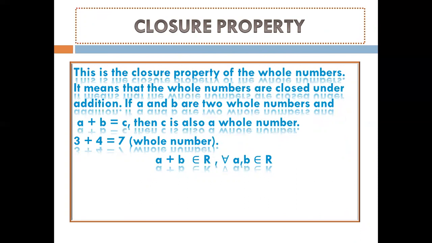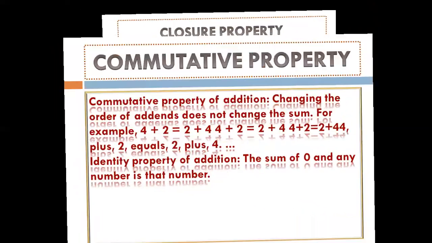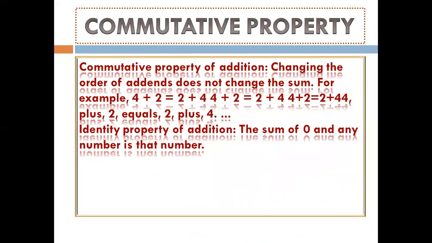3 is a whole number and 4 is also a whole number. When we add them, our answer must be from the whole numbers. If it becomes 7, a whole number, it means that the set contains the closure property, or the set is closed under addition. The next property is commutative property.